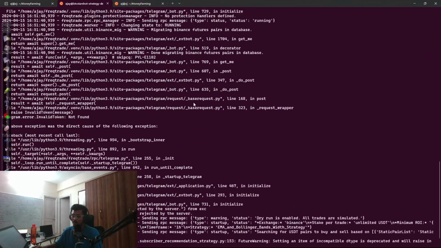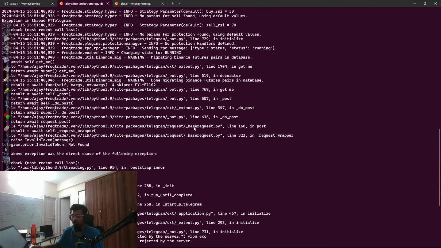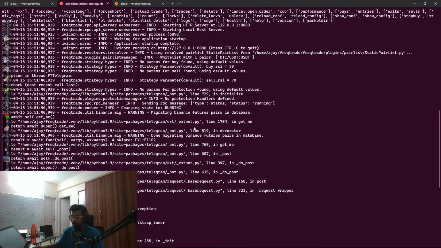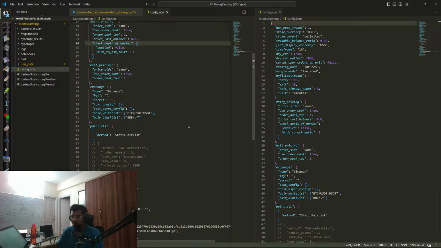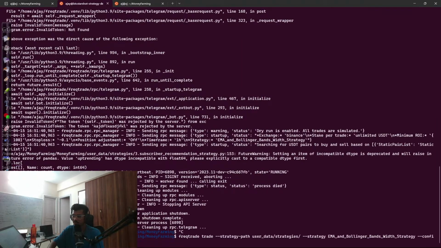Yeah. So what's the problem here is I'm getting an error because I have series dry run is enabled, deprecated, will raise value error. This has dtype incompatible with float64. Please explicitly cast it to compatible types first. It is just a warning, but the error that I'm getting is this: not found, invalid token. Yeah, and where is it? Telegram. So I've got to go and fix that Telegram stuff. So just set it to false right now. We will deal with it later on.